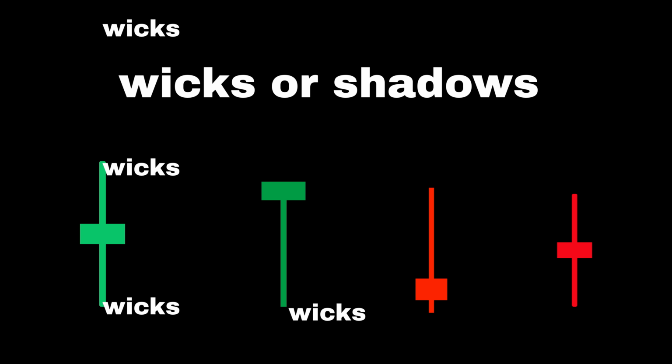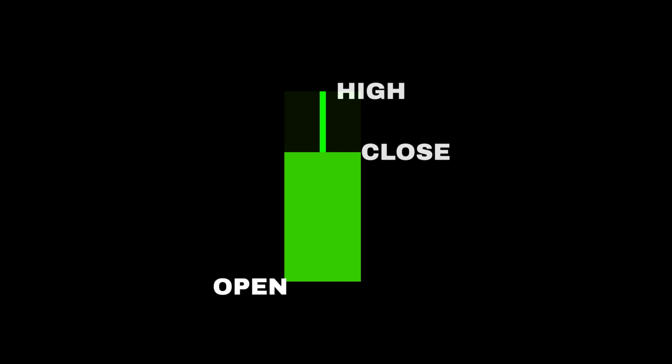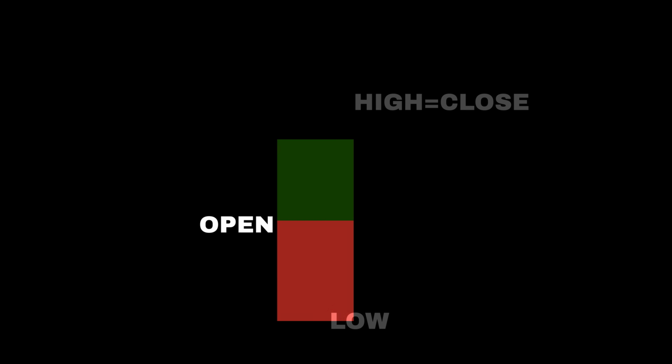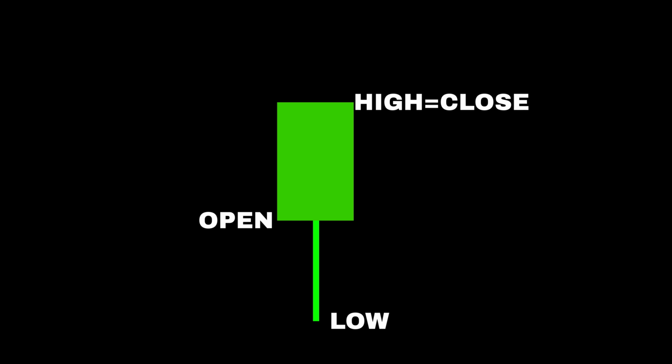Finally, let's talk about the wicks or shadows, the thin lines above and below the body. They reveal where price moved but couldn't stay. In a bullish candle, the top wick forms when buyers push price higher, but sellers step in and force it back down before the close. The bottom wick forms when sellers push price lower, but buyers fight back and lift it before the candle finishes.